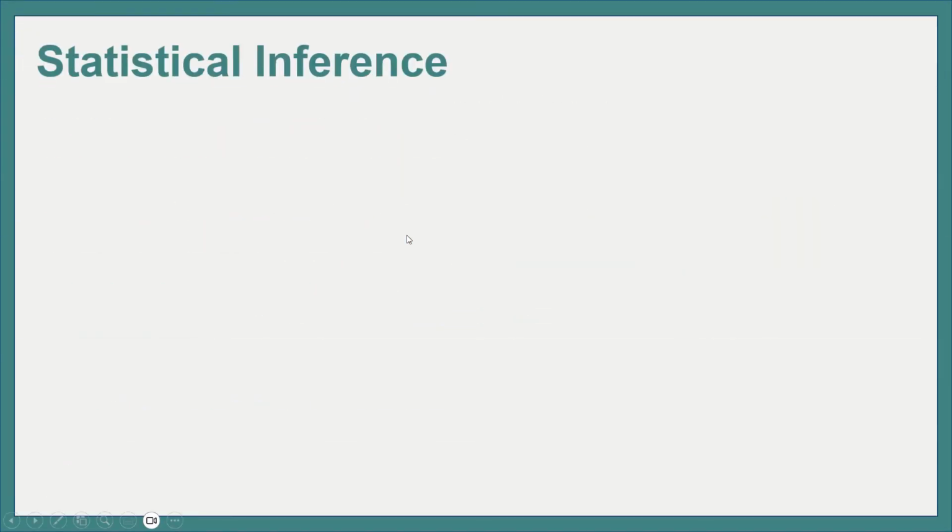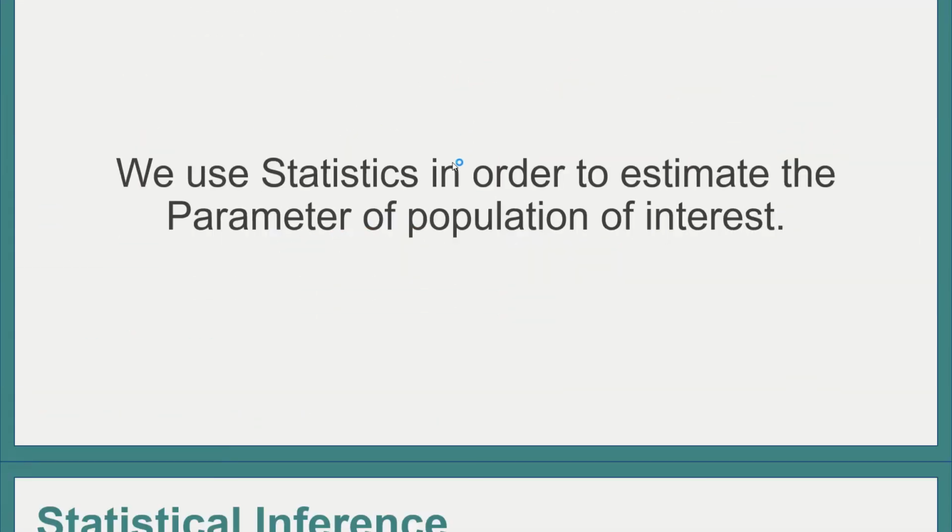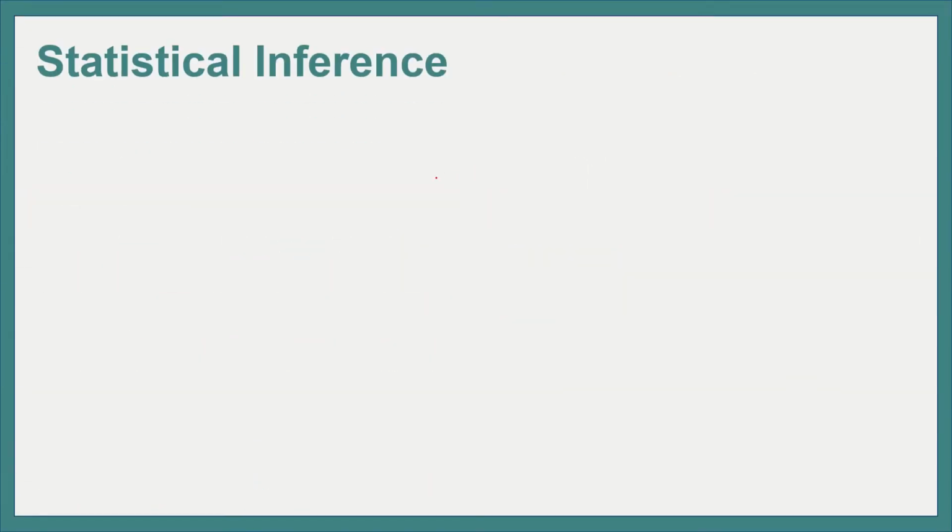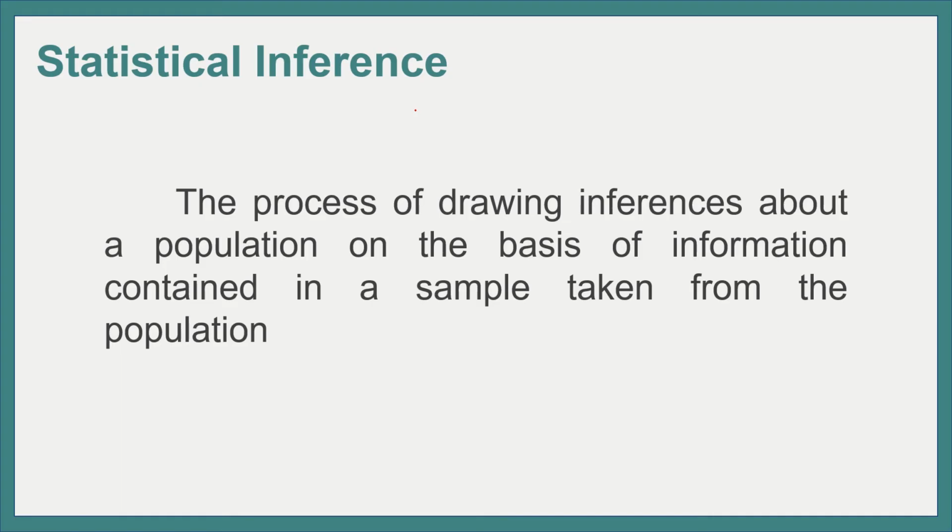Another important concept is statistical inference. Statistical inference is based on the numbers that we derive from our sample. When we use our statistics in order to describe or to generalize the characteristics of the population, then we are doing statistical inferencing. So statistical inference is a process of drawing inferences about the population based on the information contained in a sample which is taken from our population.